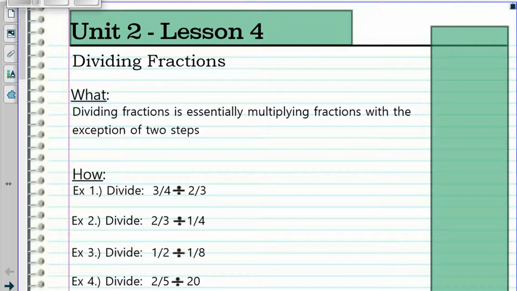So what is dividing fractions? Dividing fractions is actually multiplying fractions with the exception of 2 steps. Now you might think, well, multiplying fractions is really 1 step, right? So that's like saying, I'm gonna give you a very simple recipe. It only has like 25 steps. Doesn't matter. Let's take a look at some examples.